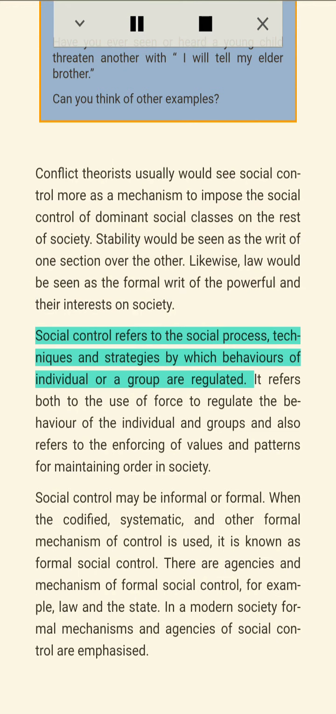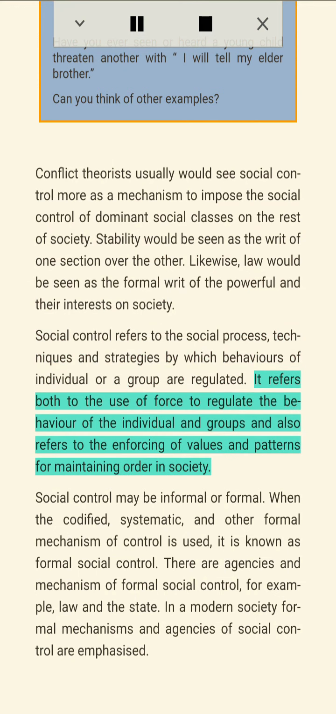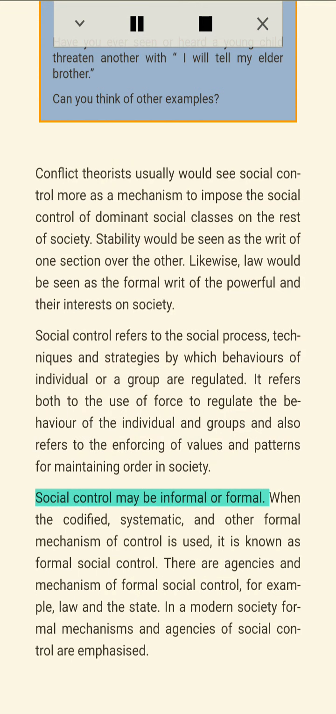Social control refers to the social process, techniques and strategies by which behaviors of individual or a group are regulated. It refers both to the use of force to regulate the behavior of the individual and groups and also refers to the enforcing of values and patterns for maintaining order in society.